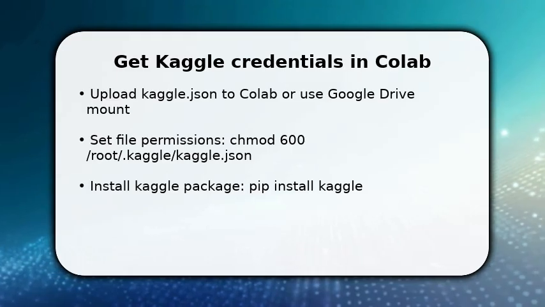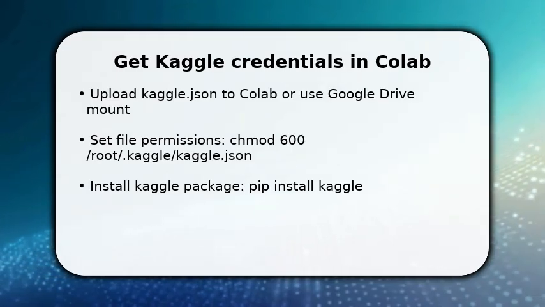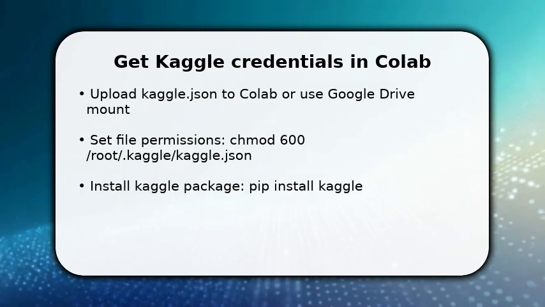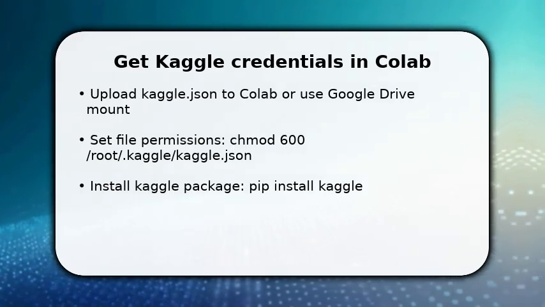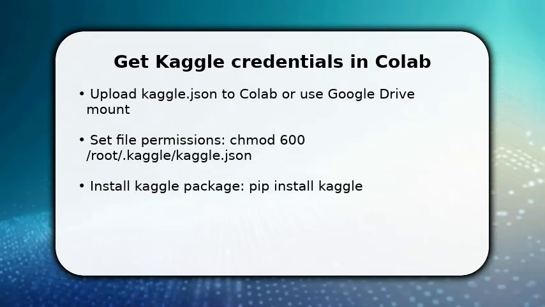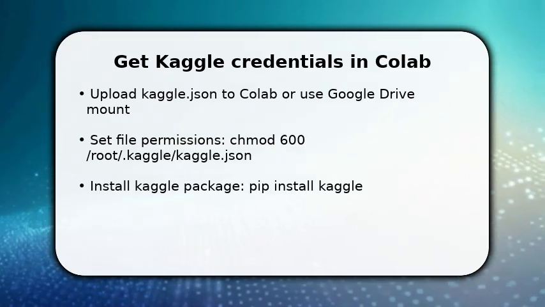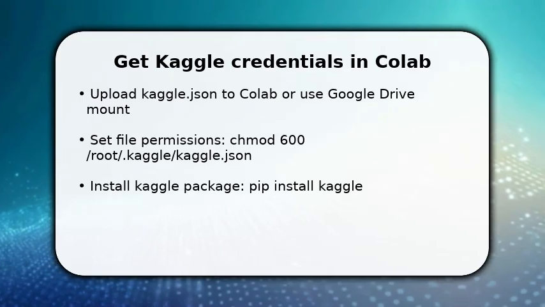You start by placing your Kaggle JSON credentials where Colab can access them. This lets the Kaggle API authenticate. Once done, move the file to /root/.kaggle and set secure permissions with chmod 600 so the client accepts it.